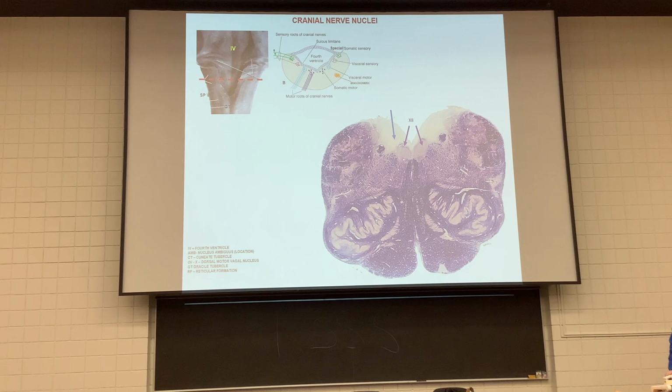3, 7, 9, and 10. Visceral motor. Preganglionic parasympathetics. Given that we're back in the medulla, it's not going to be 3. 3 is going to be further rostral. 7 and 9, we're never going to see those nuclei.